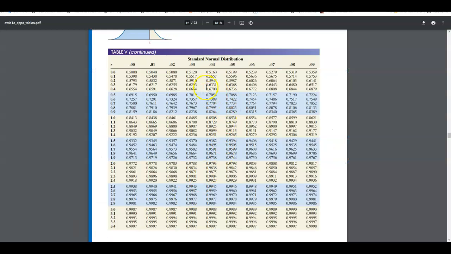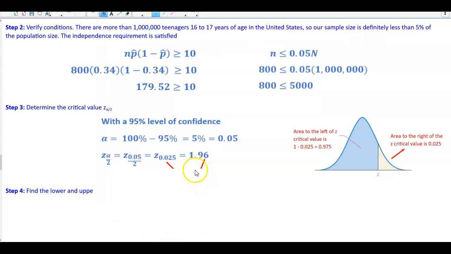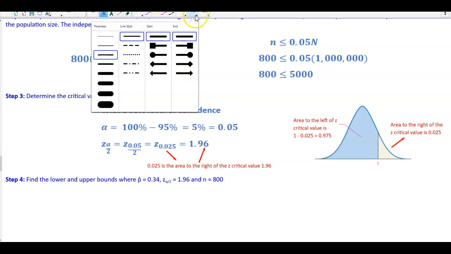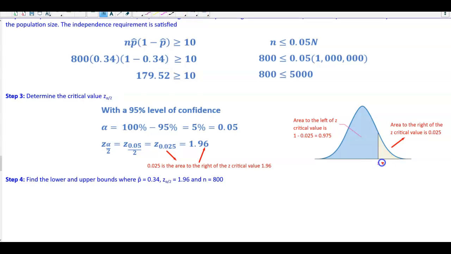When we open up our table for z values, we're going to search for the area of 0.9750, and there it is. So that means we end up getting a critical value of 1.96, and that's how we get 1.96. And again, what that tells us is that 0.025 is the area to the right of the critical z value 1.96. So therefore, this z down here represents positive 1.96.